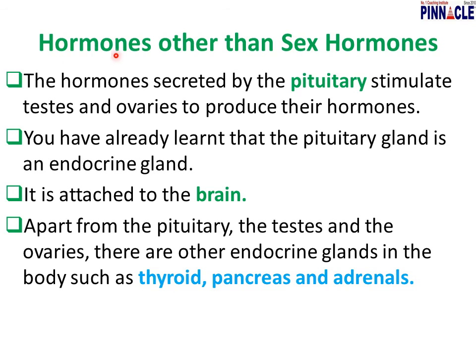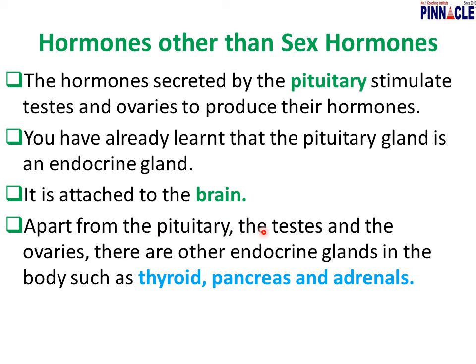Now, what are the hormones other than sex hormones? Let's have a look at that also. The hormones secreted by the pituitary stimulate the testes and ovaries to produce their hormones. You have already learned that the pituitary gland is an endocrine gland. It is attached to the brain, as we have seen in the diagram.